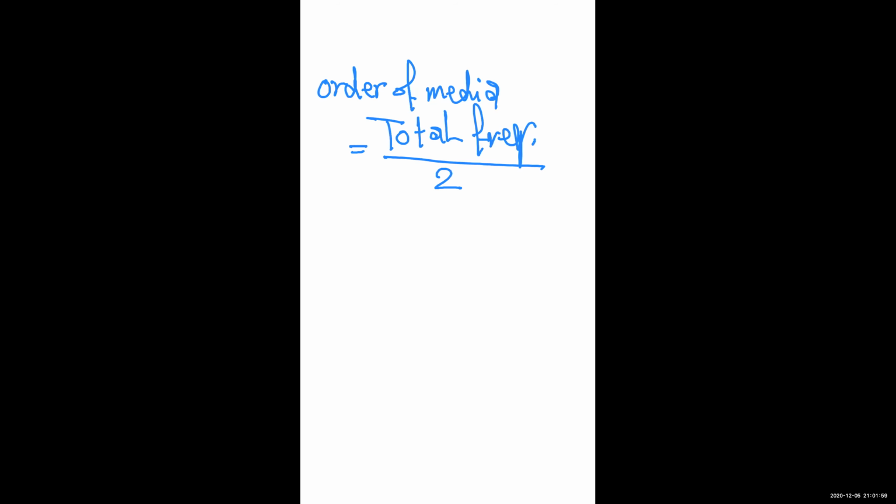Then the next step, guys: determine the point which represents the order of the median on the vertical axis. From this point, draw a horizontal straight line to intersect the curve at a point. Then from this point, draw a perpendicular to the horizontal axis to intersect it at the point which represents the median. I will show you all this in one example. So let's solve one example. The following table shows the frequency distribution of marks of 50 students in a math exam, like this.